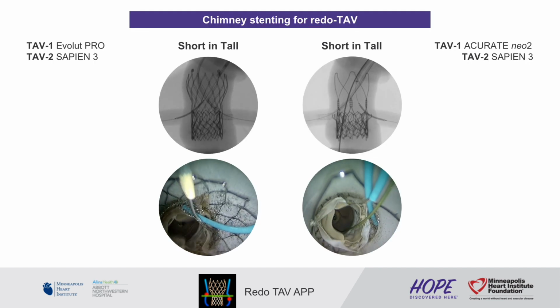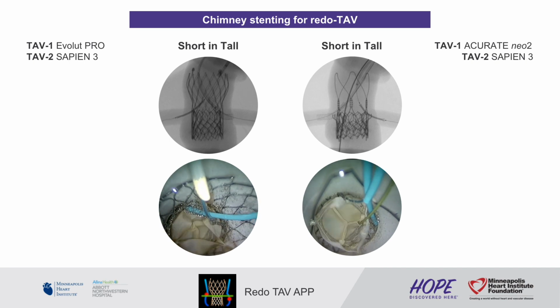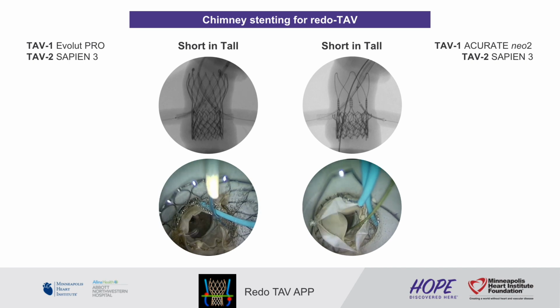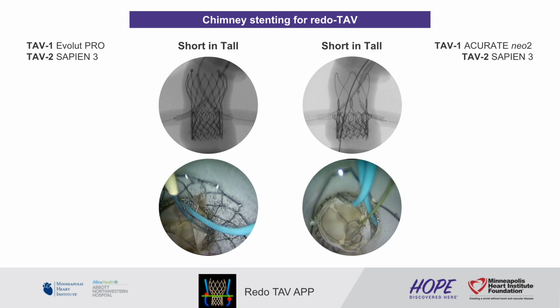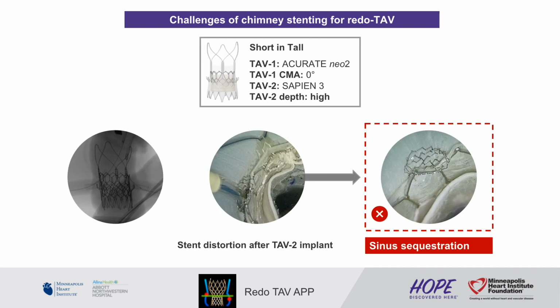Chimney stenting consists in the implantation of coronary stents protruding in the aorta to preserve coronary perfusion. Due to the presence of TAV frame, redo-TAV poses specific challenges for chimney stenting that might jeopardize the results of the procedure.